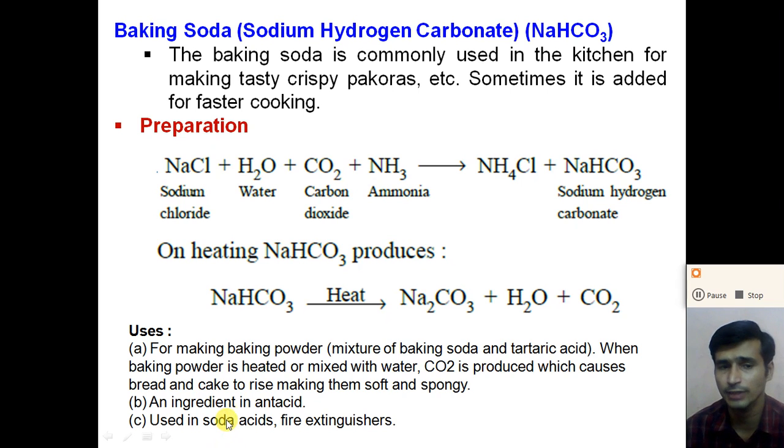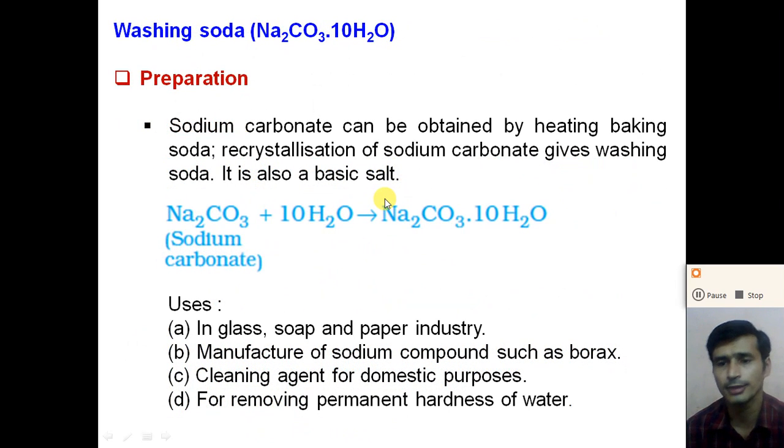Baking soda is also used as an ingredient in antacids. Baking soda is used in soda acid fire extinguishers. Now the next chemical is washing soda, Dovano soda. How can we prepare washing soda?